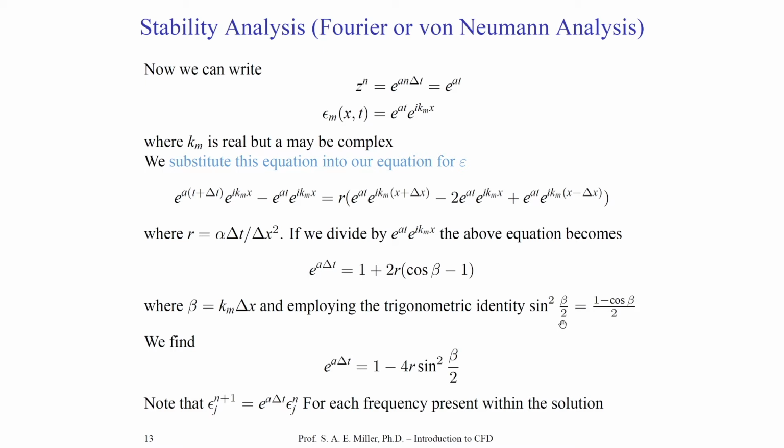We'll have sine squared beta over 2 is 1 minus cosine beta over 2. This is a trig identity, standard from trigonometry. Now we can find, after this substitution, e to the a delta t is 1 minus 4r sine squared beta over 2. We'll find now, through simplification, that e to the j of n plus 1 will be e to the a delta t of e to the j n for each frequency present within the solution.